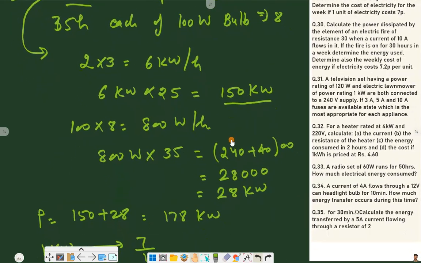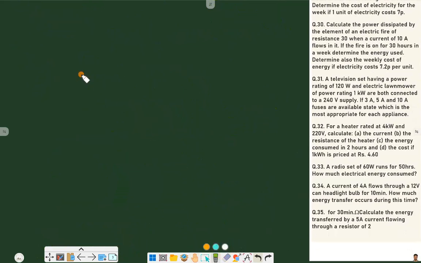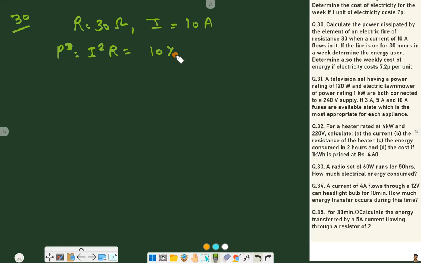So moving to question number 30. Calculate the power dissipated by the element of an electric fire. Resistance is given, current is given. So resistance is 30 ohm, current is 10 ampere. So power is I square R, so 10 into 10 into 30, we will get 3000 watt or 3 kilowatt, and it is per hour.